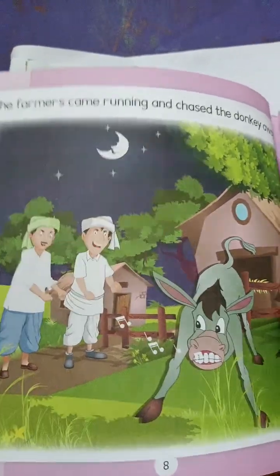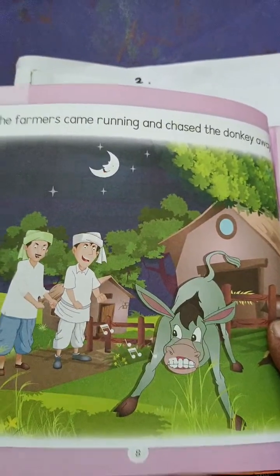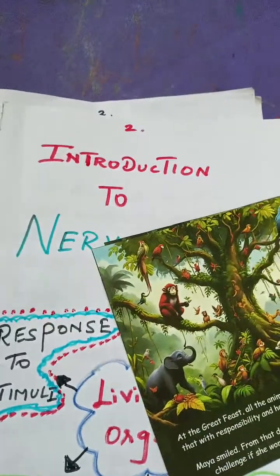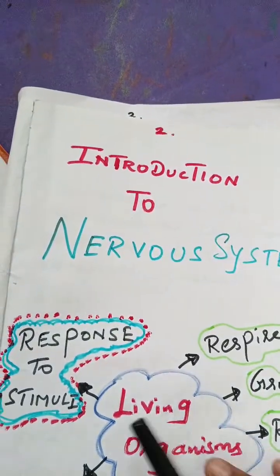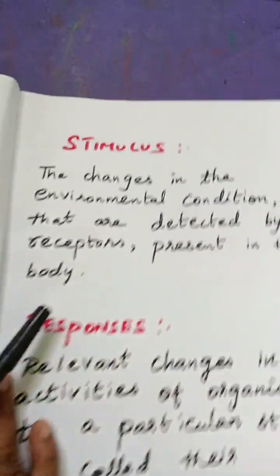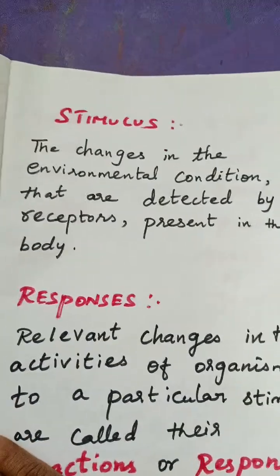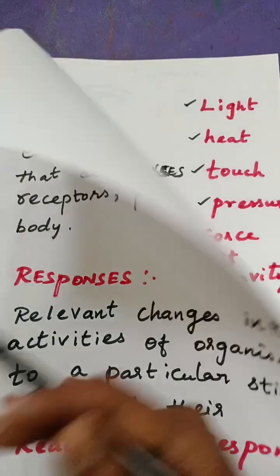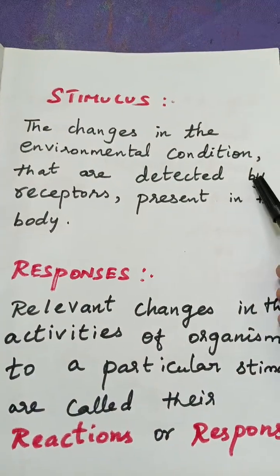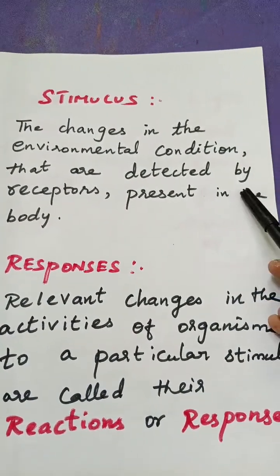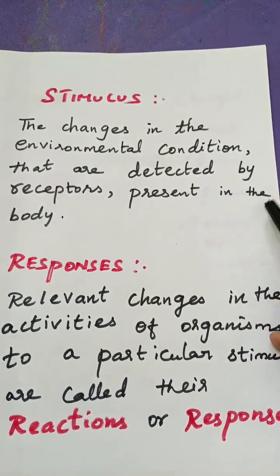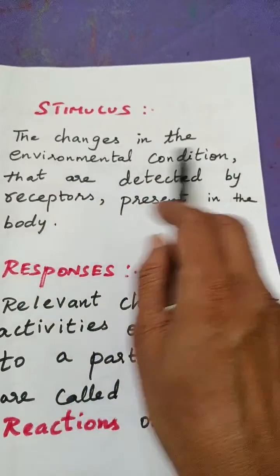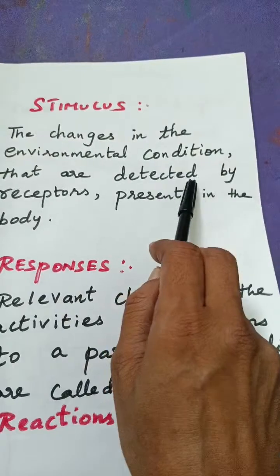Now let me give the definition for the stimulus and also for the response. Just now we have seen many examples in pictures of what is response and what is stimulus. How can we define a stimulus? The changes in the environmental conditions that are detected by the receptors present in the body is known as the stimulus. It is the change in the environment around us which is detected by the receptor.